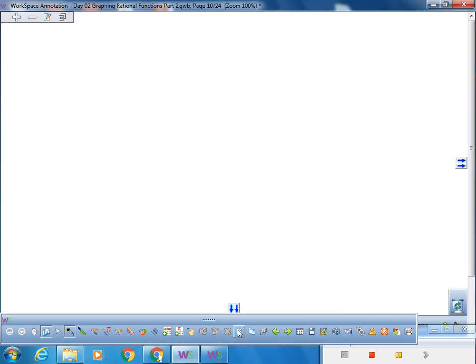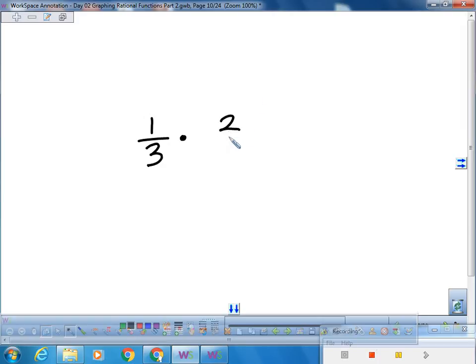All right, so if I had 1/3 times 2 over x squared. If I multiply across, 1 times 2 is 2, and 3 times x squared is 3x squared. Now I'm going to do it in reverse.